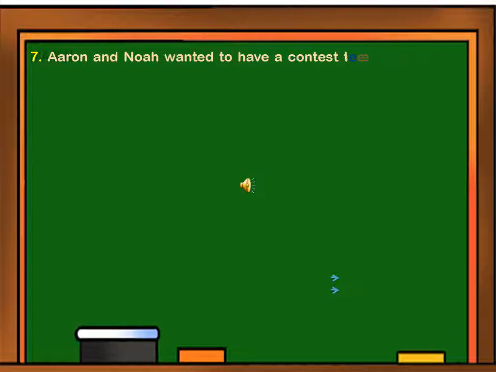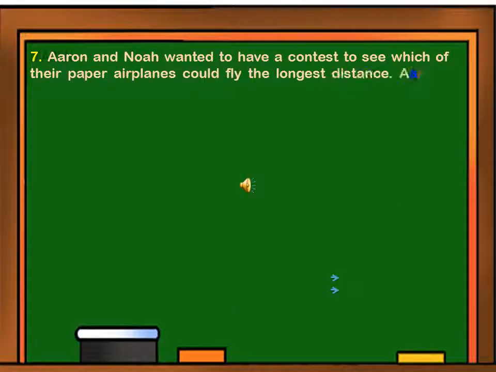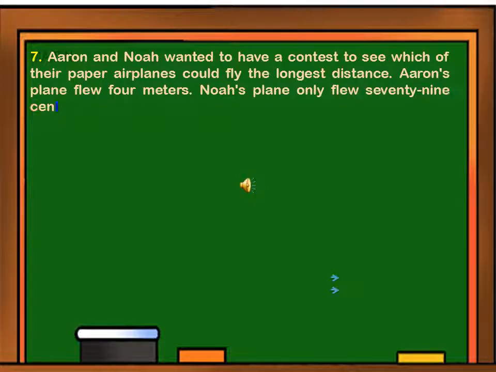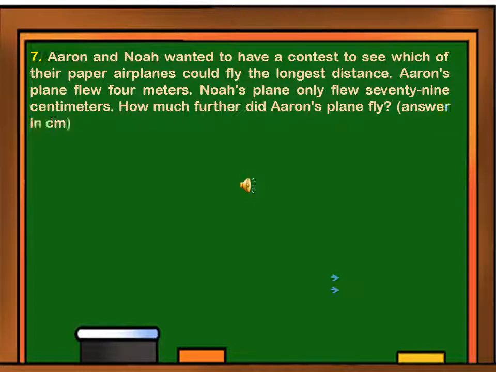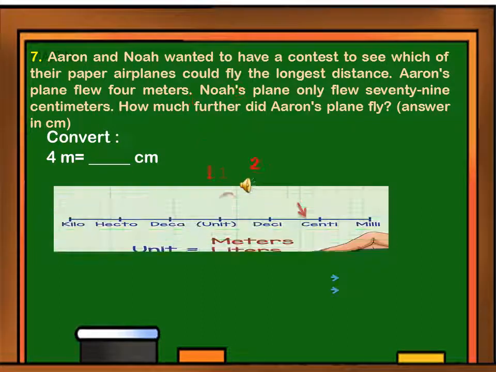Aaron and Noah wanted to have a contest to see which of their paper airplanes could fly the longest distance. Aaron's plane flew 4 meters. Noah's plane only flew 79 centimeters. How much further did Aaron's plane fly? Answer in centimeters. To know how much further Aaron's plane flew, let's first convert 4 meters to centimeters. There are two steps going to the left from centimeter to meter. So, we have to move the decimal point 2 places going to the left.